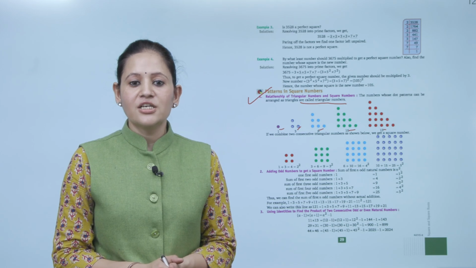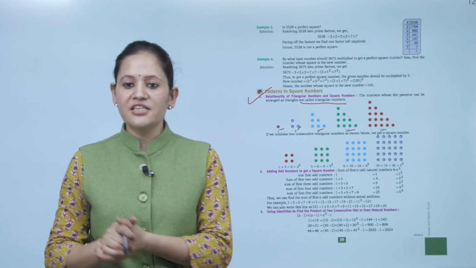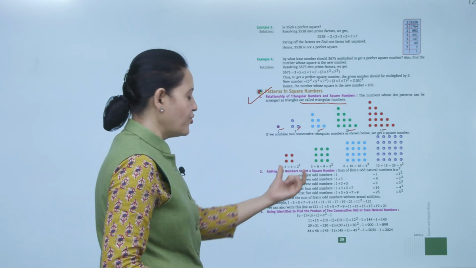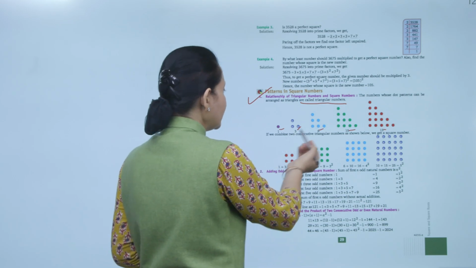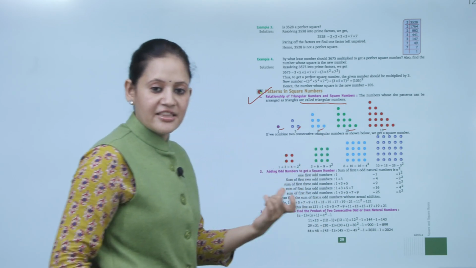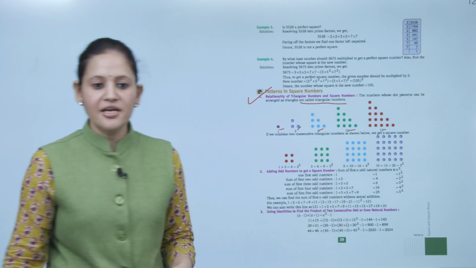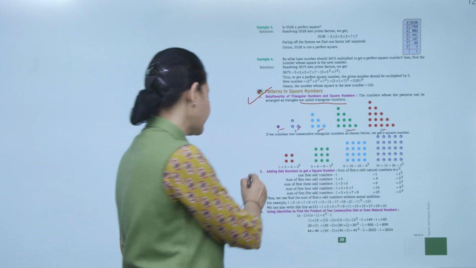If we combine two consecutive triangular numbers as shown below, we get a square number. Like 3 and 1 को combine करेंगे, we'll get 4. That is the square of 2. Then 6 and 3 को combine करेंगे, we'll get 9. That is the square of 3. Like this, you'll get square numbers. Clear?